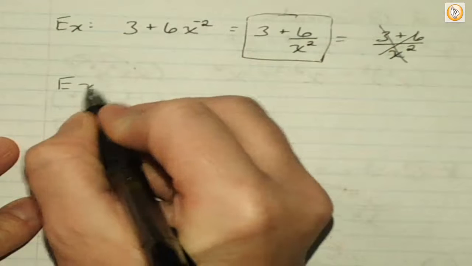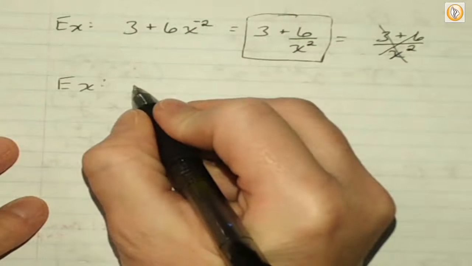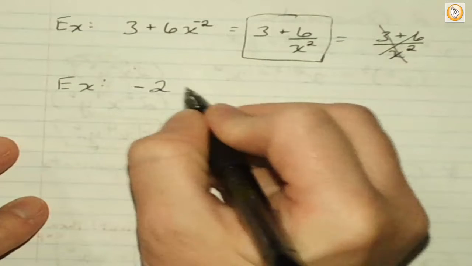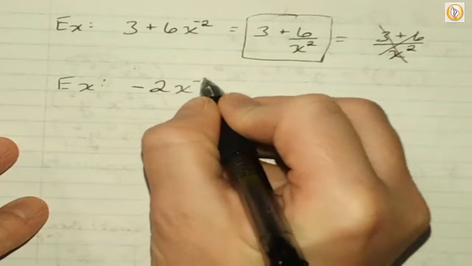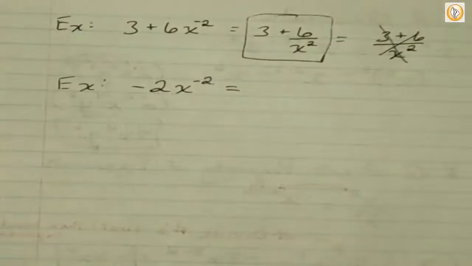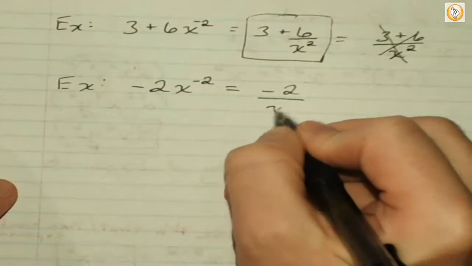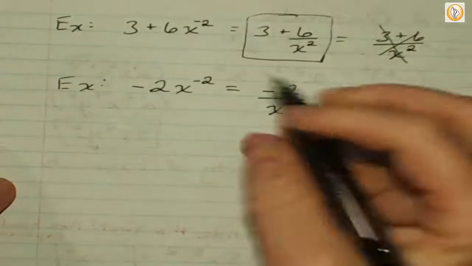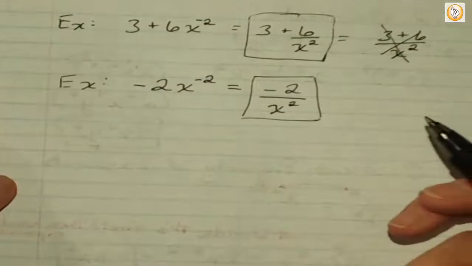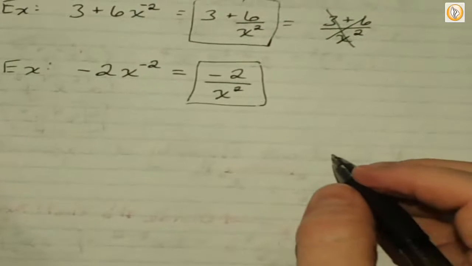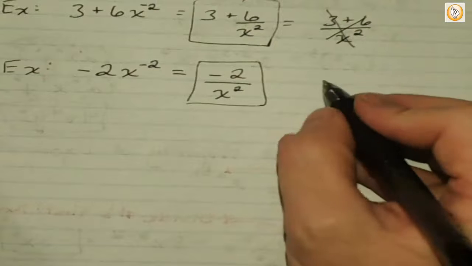What about if I have this? This is a common mistake. What if I had negative 2x to the negative 2? Yes. Negative 2 and x over x to the positive 2. Good. What if I have, oh, this is good.